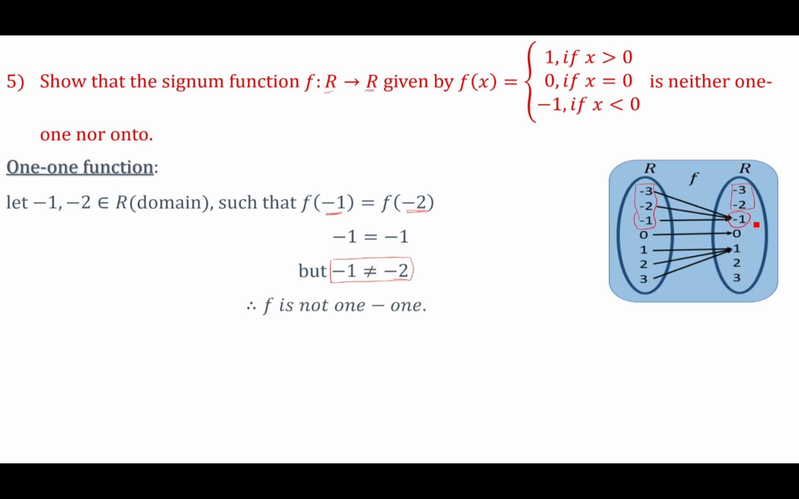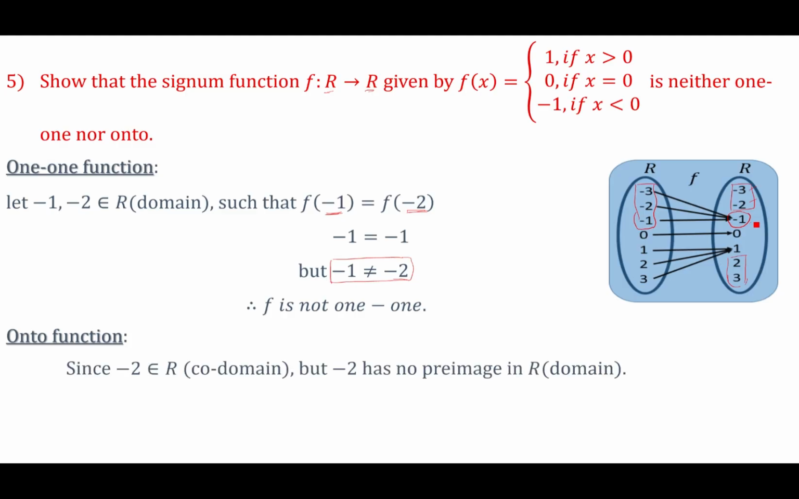Let us go for onto function. If you see, all negative values and all positive values more than 1 from the codomain do not have any pre-image in its domain. So it is not onto as well. Give one example. See, negative 2, which belongs to the codomain, does not have any pre-image in its domain. So the given function is not onto.